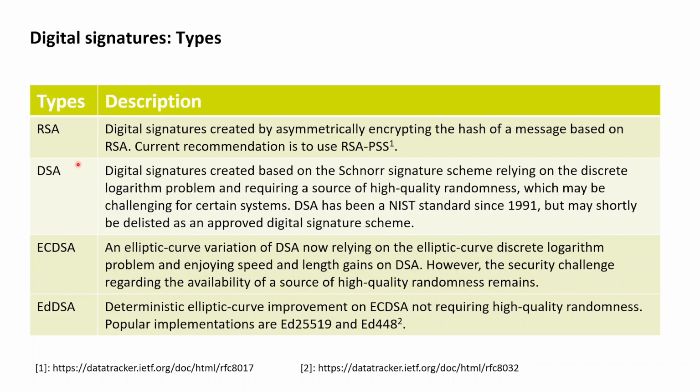Another key type is digital signatures following the digital signature algorithm, DSA, which results in digital signatures not based on RSA, but based on the discrete logarithm problem. DSA has been a NIST standard since 1991, but has a strong requirement for a very high quality source of randomness, which may prove challenging or even impossible for systems to provide, and as such, DSA is likely soon delisted as an approved digital signature scheme. An elliptic curve variation of DSA-based digital signatures are elliptic curve digital signature algorithm signatures, which enjoy some speed and key length gains over DSA, but essentially have the same security challenge as DSA digital signatures, and as such are likely soon delisted as an approved digital signature scheme as well.